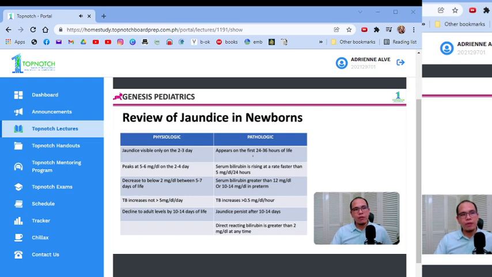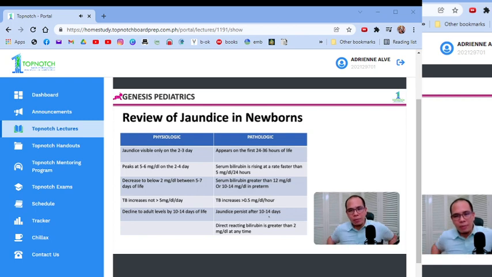So, 24 hours. If it appears on the first 24 hours, that's pathologic. If your bilirubin is rising more than 5 per day, that's pathologic. If the total is more than 12, or 10 to 14 in preterm, that's pathologic. If the increase is more than 0.5 per hour, that's pathologic. And if jaundice lasts for more than 14 days. And lastly, if your direct bilirubin is more than 2 at any given time. So, pag yung direct mo more than 2, then that's pathologic. Yung pasyente natin kanina, yung direct is 10.